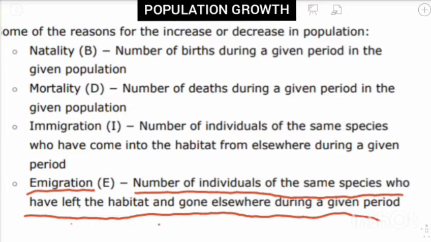This is known as emigration. It is the number of individuals of the same species who have left their own habitat and gone elsewhere during a given period. Only for a certain period of time we go to the relatives' house, not permanently, right? We are calculating this for a certain given period of time. This process is known as emigration.